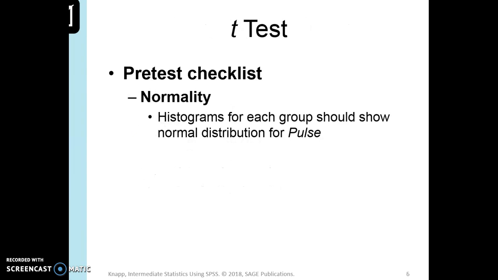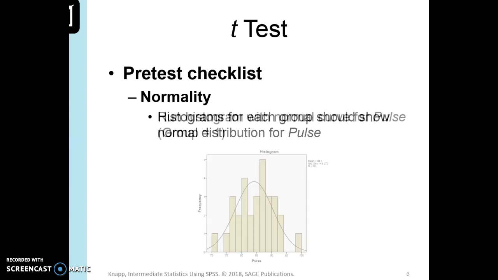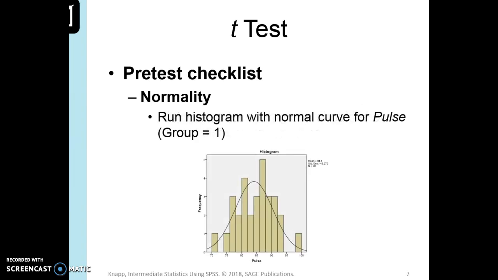Normality is checked on your histogram, and you've been doing that, and it should show a normal distribution and look like this. So if you check your data, put it in SPSS, and then run the histogram with normal curve, you should get something like that with a large percentage of your bars below the normal curve.